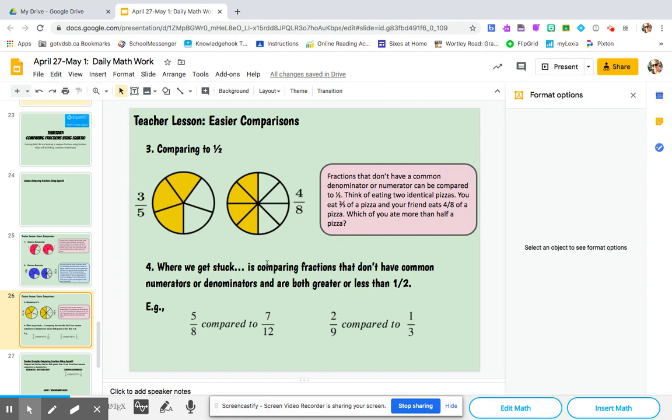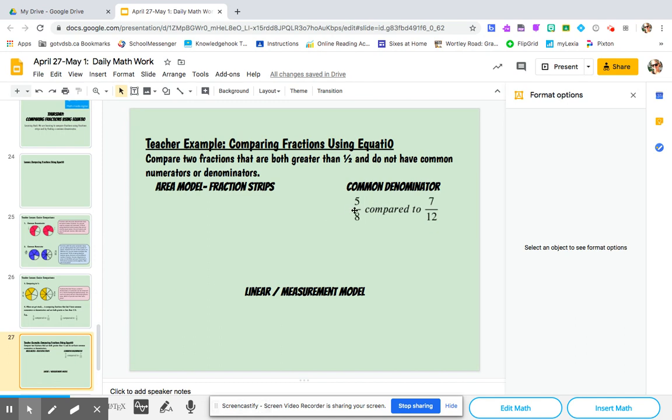Where we might get stuck is comparing fractions that don't have a numerator or a denominator in common and are both greater than or both less than a half. So the examples of 5/8 compared to 7/12 or 2/9 compared to 1/3 would be good examples that we need to do a little more work on. So we're going to work on those ones today, and we're going to use 5/8 compared to 7/12 as our example today. I'm going to be asking you to show me a few different ways to compare these fractions, and we're going to start with the area model using fraction strips.